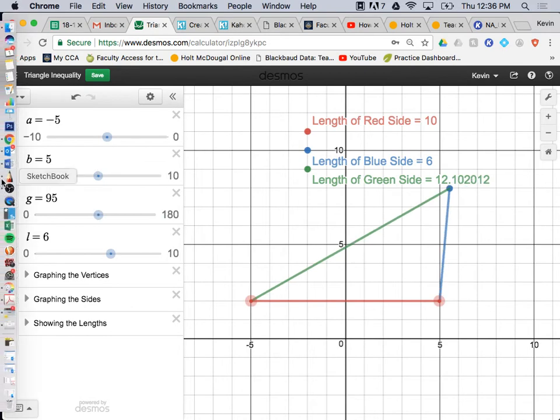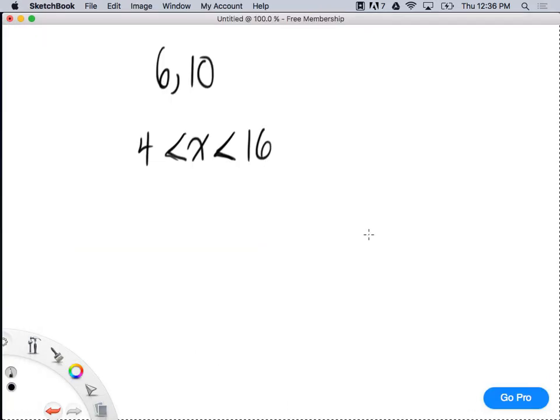No. That's a very good question. How do I do this without that animation? Well, very simple. How do I get the lower value? I subtract the 2. How do I get the higher value? I add them.